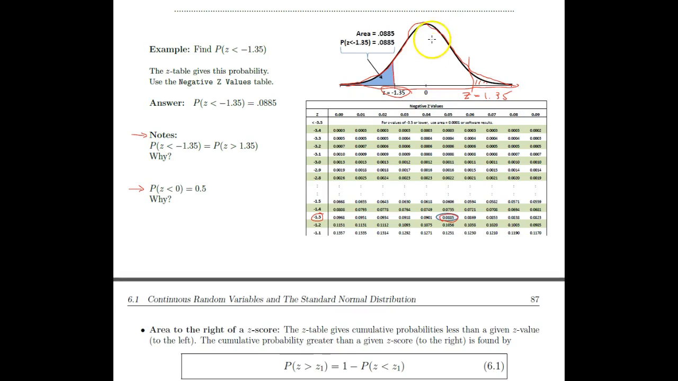z equals 0 is the middle of this distribution. And like we just said, it's a symmetrical distribution, so you'd expect half the data to be below 0 and half the data to be above 0. So that's exactly why.